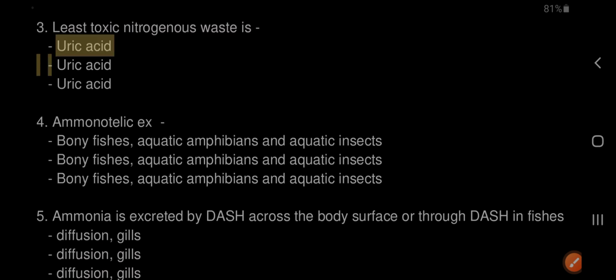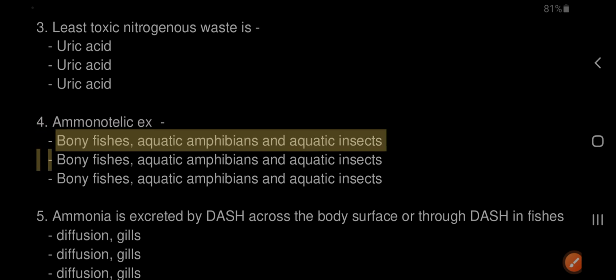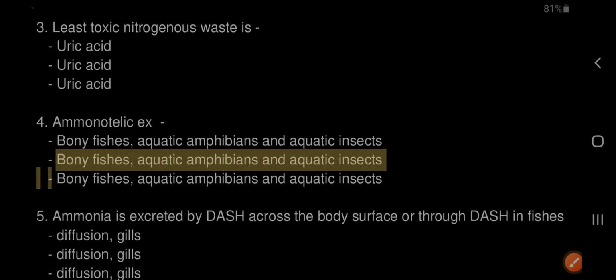4. Ammonotelic animals: bony fishes, aquatic amphibians and aquatic insects. 5. Ammonia is excreted by diffusion across the body surface or through gills in fishes. 6. Ammonia is excreted as NH3.